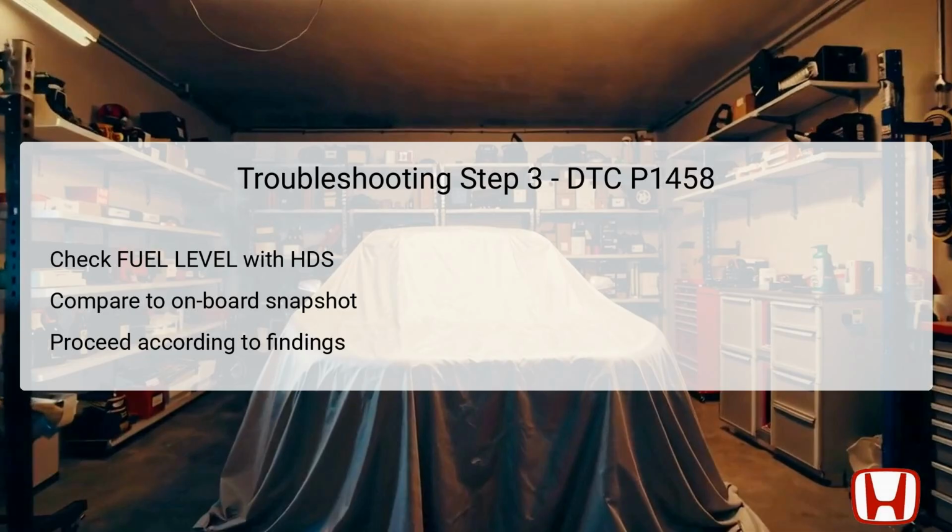In this step, you will check the fuel level using the HDS tool, comparing it to the recorded levels in the onboard snapshot. This comparison is critical because it helps determine whether the fuel level is less than what is captured in the snapshot. If the fuel level is indeed below that threshold, you'll proceed to the next troubleshooting step. However, if the fuel level is not lower, you'll need to drain the fuel until it matches the values recorded in the snapshot before moving on.